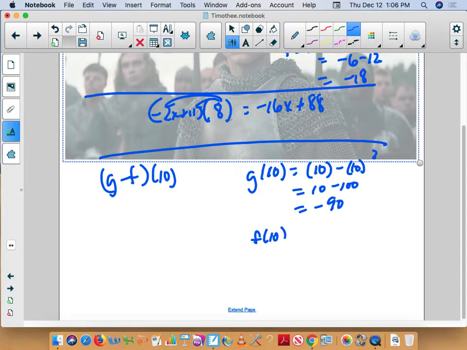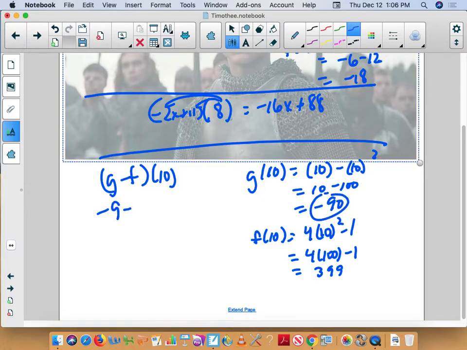Then I'm going to find f of 10. F is 4x squared minus 1. X is 10. That gives me 4 times 100 minus 1. 400 minus 1 is 399. So be sure you take G and subtract F. Oh, that's 90, I'm sorry. G of 10 minus F of 10. And that gave you the negative 489.